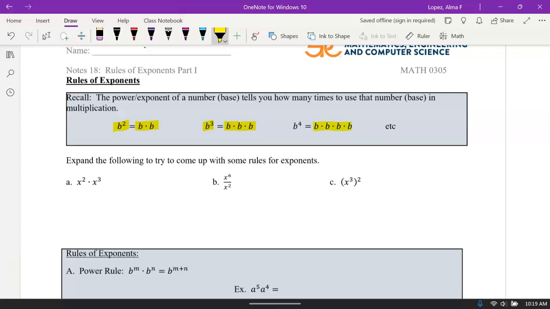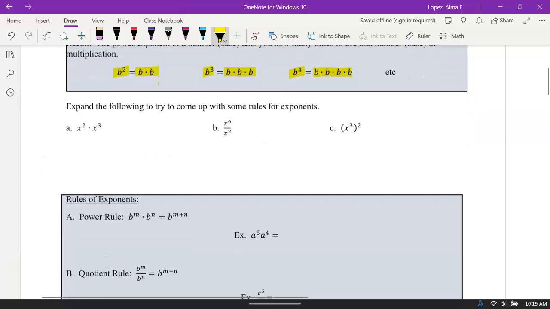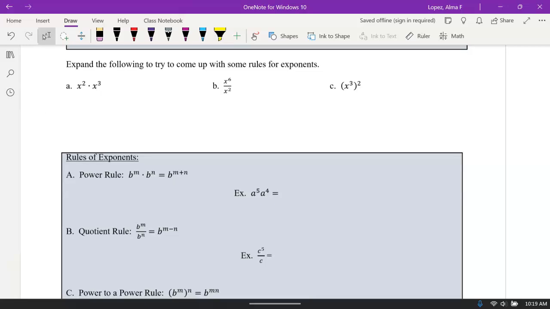So 4 b's being multiplied together would give you a b to the fourth, etc. Now on these first ones, they want us to expand it out and try to come up with the rules before we introduce the rules.